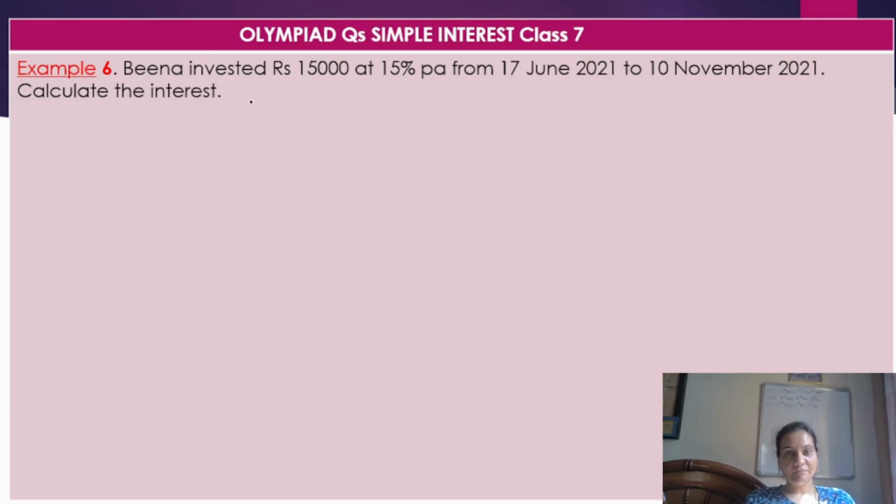So Bina invested ₹15,000. So principal amount is ₹15,000. The rate at which she invested was 15% per annum. Now comes the time, which is the trickiest part. How do we calculate the time?